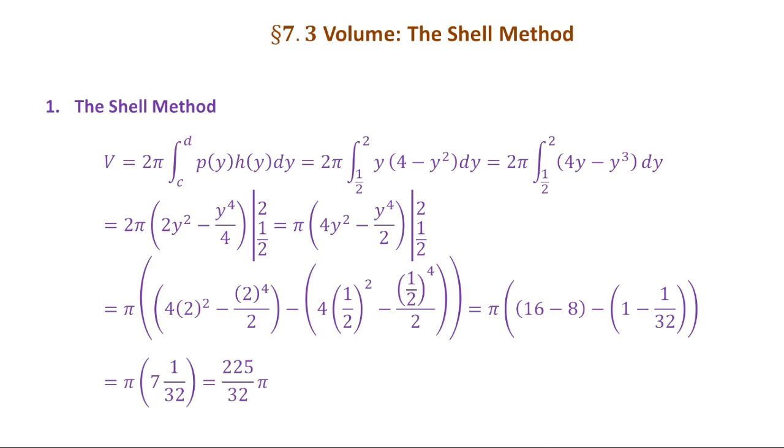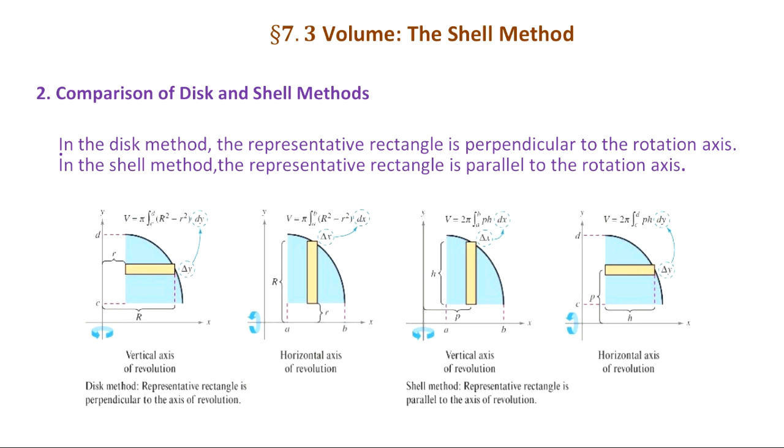One more page. This has nothing to do with the example, but is just a comparison of the two methods. We talk about the disk method and the shell method, and they can be used to find the volume of a solid from rotation. What's the difference? In the disk method, the representative rectangle is perpendicular to the rotation axis. I said that you usually don't need to draw it, but sometimes you do. When you draw it, you'll see the rectangle is perpendicular to the rotation axis in the disk method.